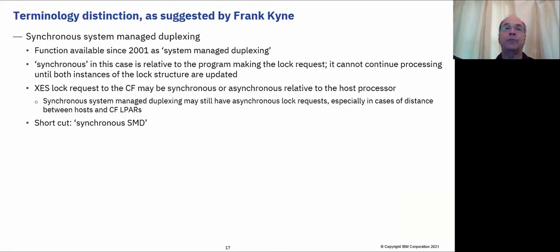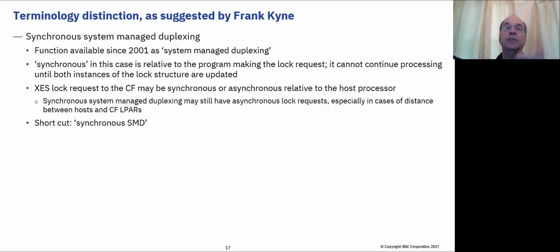Now, I want to give credit where credit is due. Frank Kyne, who was with the ITSO organization writing Redbooks for many years at Poughkeepsie and is now with Watson and Walker, suggested the terms I've been using, synchronous system managed duplexing and asynchronous system managed duplexing, to differentiate between what was introduced in 2001 and then called system managed duplexing. The phrase synchronous system managed duplexing has to do with the operation of the exploiter, or the IRLM in this case. The IRLM is not going to continue until XCF has synchronously updated both copies of the lock structure.